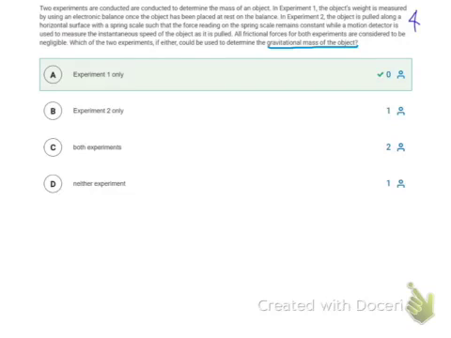All right, so then the next one, two experiments. Which one, if either, can be used to find the gravitational mass? And only experiment 1, because we're measuring the weight with an electronic balance. Experiment 2 would be measuring the inertial mass, because we are pulling with an applied force.